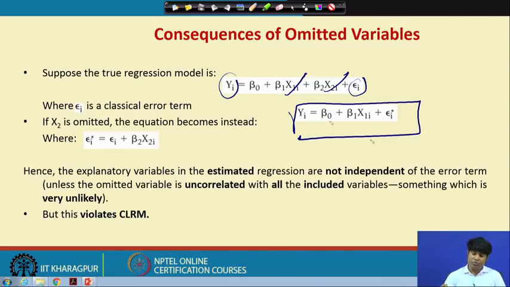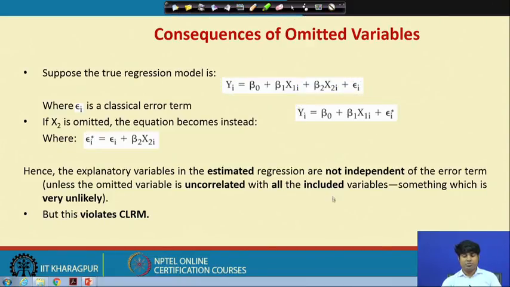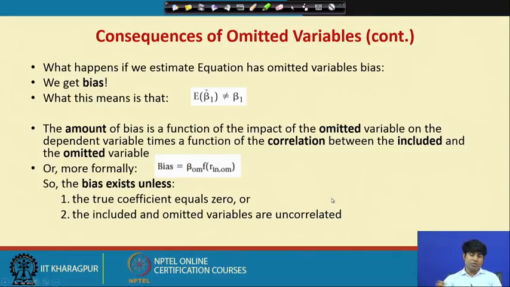Obviously, when we omit a particular variable, we assume that its impact will be taken care of by the error term. So, the explanatory variables in the estimated regression are not independent of the error term. Unless the omitted variable is uncorrelated with all the included variables, which is very unlikely, this is the issue in classical linear regression modeling. That means, technically, it violates the assumptions. If it violates these conditions, this model cannot be used for the decision making process. So, we need to check all these details before we use it.